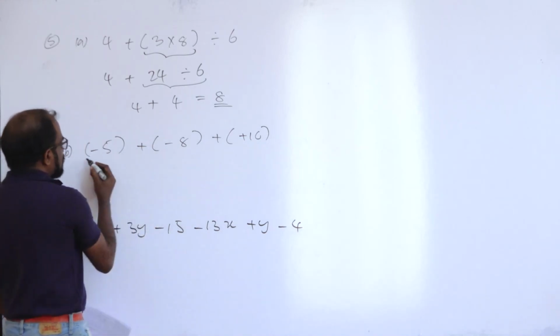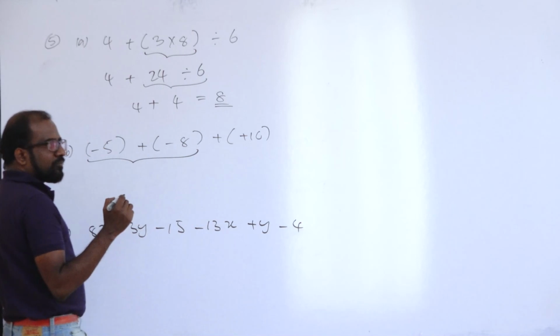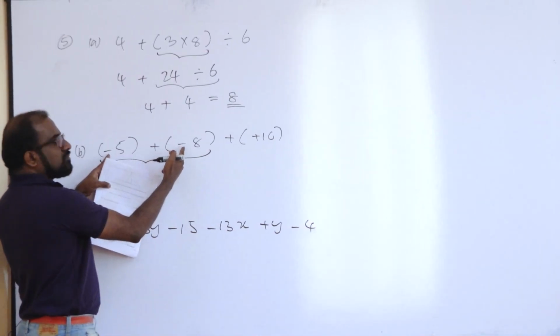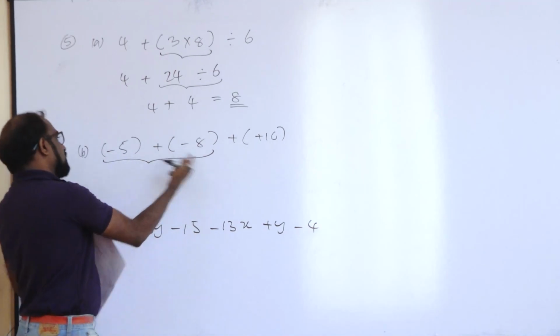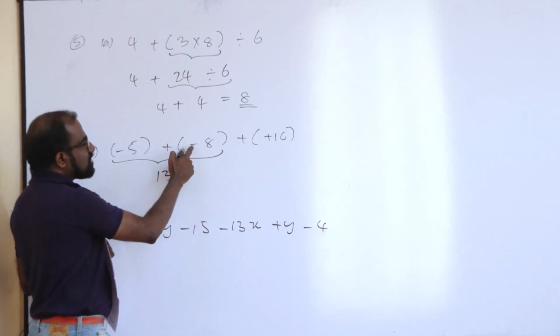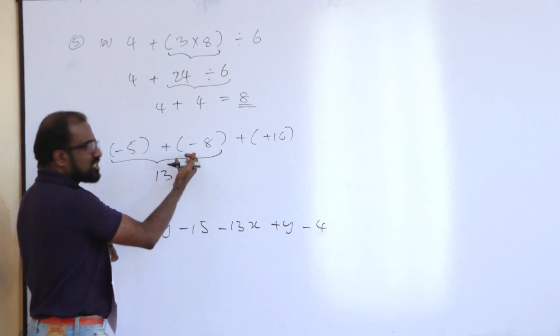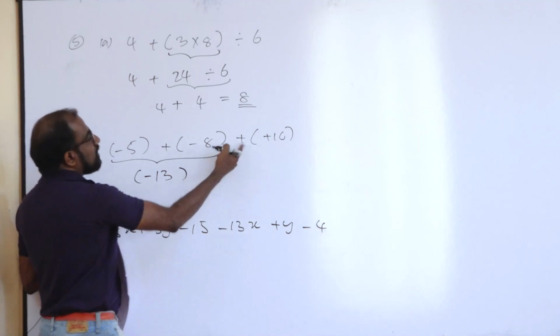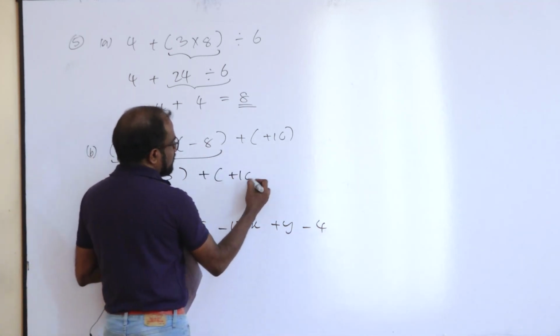So, we'll simplify these two. What is our rule? Same sign add, different sign subtract. Both are minus, same sign. 8 and 5 add to 13. Symbol comes from the largest number. Both numbers are minus, so minus 13. Then add plus 10.